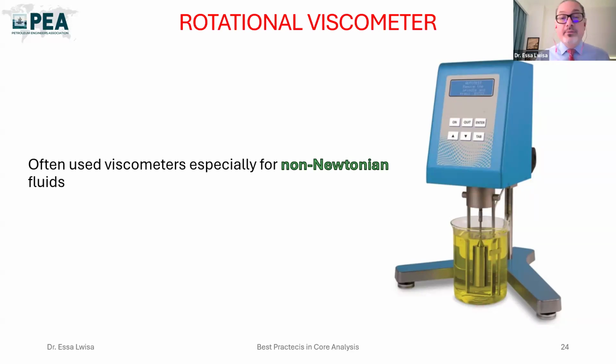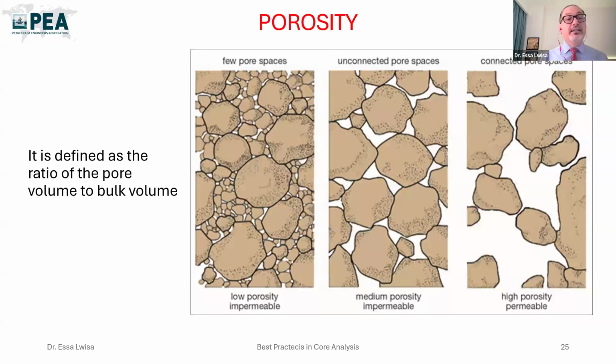With that done, we can now take our samples from the oven and start measuring the porosity. What is porosity? Porosity is the ratio of pore volume to bulk volume of the sample. And as you understood, porosity is dimensionless because it is a ratio. It's a volume over volume.